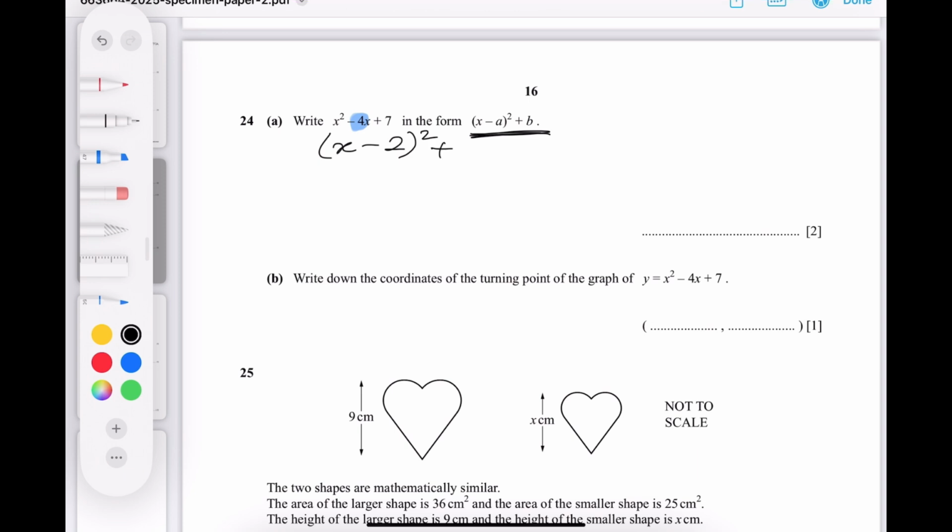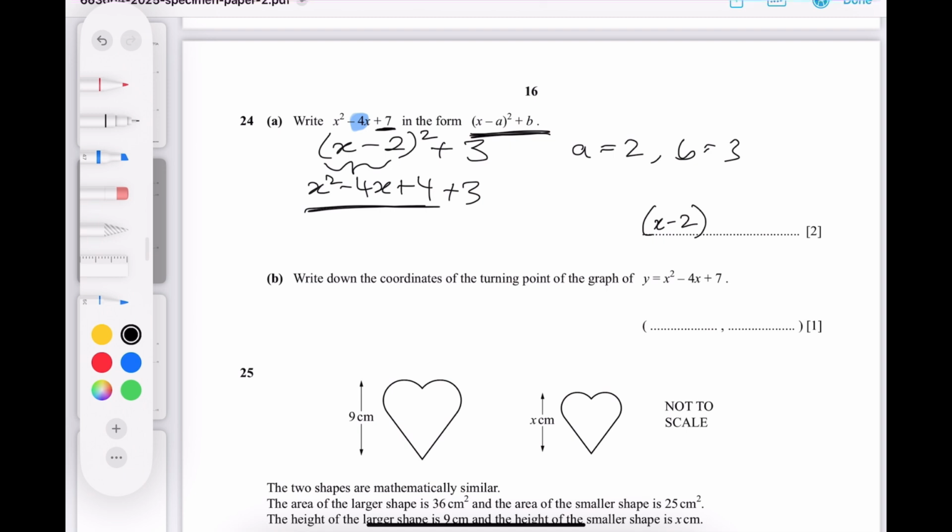And then calculate b. If we expanded this out right here, we get x squared minus 4x plus 4. But the original one is plus 7. So we need to add 3 more to this to get the original form. So therefore we add 3. So a is equal to 2 and b is equal to 3. So the final answer for this is x minus 2 squared plus 3.